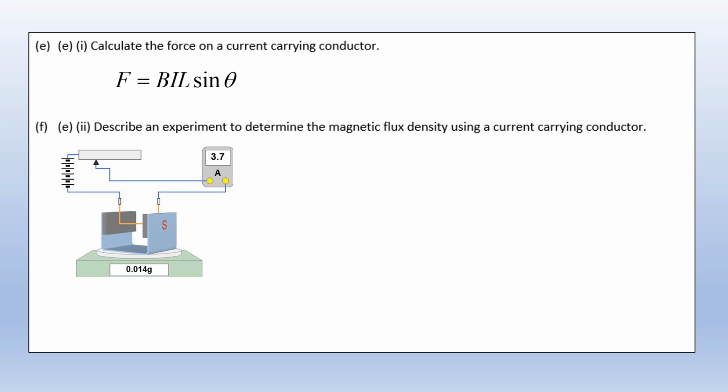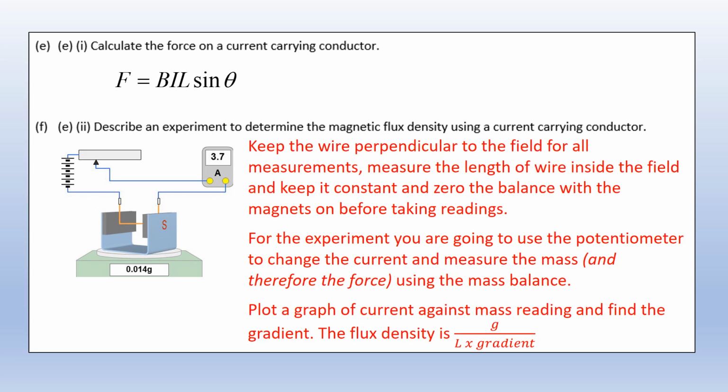So what we need to do is get ourselves a few components. We need an EMF source and a wire, a potentiometer, and an ammeter to measure current. We're going to use a mass balance as a way of measuring force, and we're going to need the uniform field we want to investigate. I'm going to identify the things I'm going to keep constant. I'm going to keep the wire perpendicular to the field the whole time so that theta stays constant. I'm also going to keep the length of wire inside the field constant, and measure what it actually is so I can use that later.